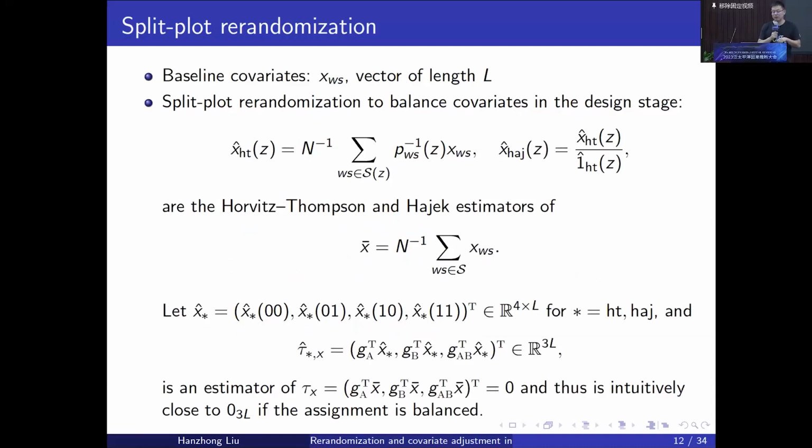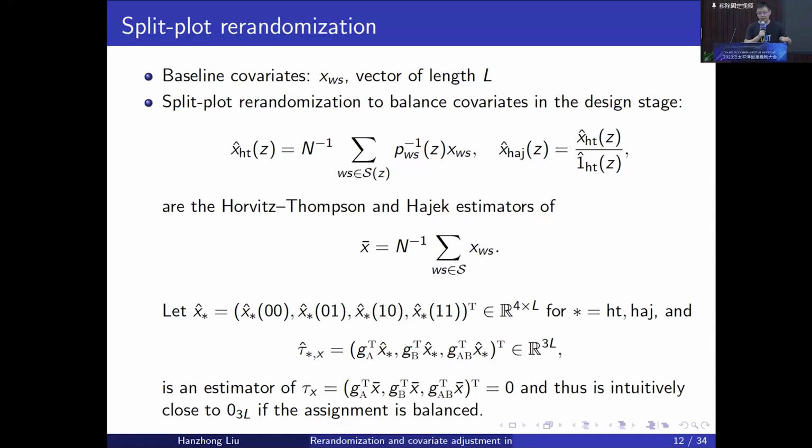So in the experiment, we also observe many baseline covariates denoted by X, and we want to balance those covariates at the design stage. And in the following, we propose two re-randomization schemes based on the Mahalanobis distance. Specifically, let S hat HT Z and S hat HAJ Z be the Horvitz-Thompson and Hajek estimators for the mean of the covariates under the treatment Z.